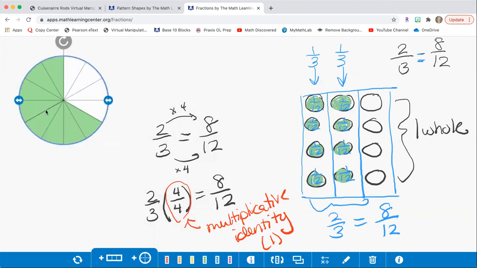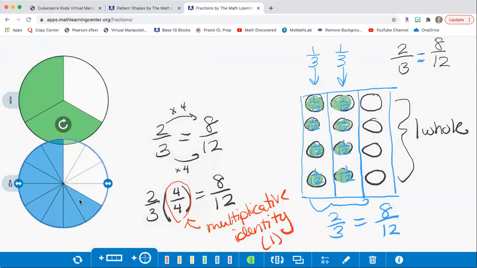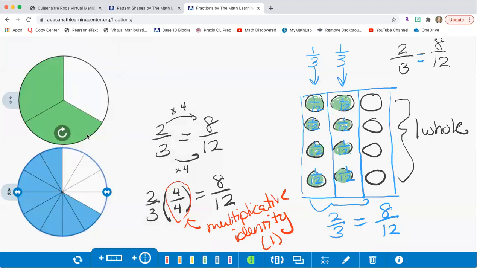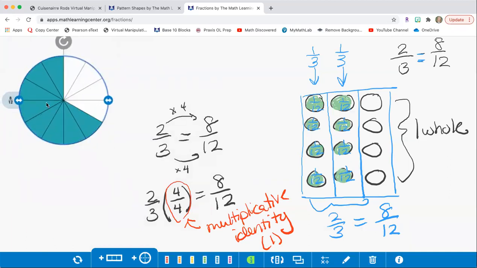And now check it out. How many 12ths, 1, 2, 3, 4, 5, 6, 7, 8, do we need to color in? So that way they're the exact same area, right? The same amount of space that is being taken up. And that's how we can show equivalence here.